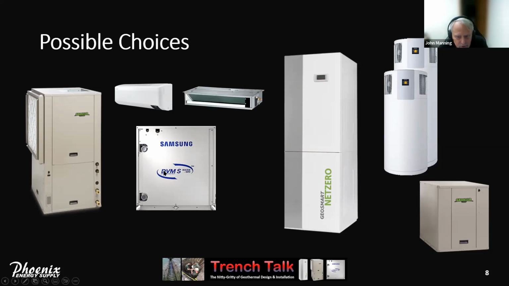So that's an option. The third option is what we call our net zero. It's a water-to-water heat pump. So if we were to consider radiant heat, we would still have to have some sort of cooling distribution system, which might be high wall ductless fan coils, but with a hydronic coil and not a refrigerant coil.